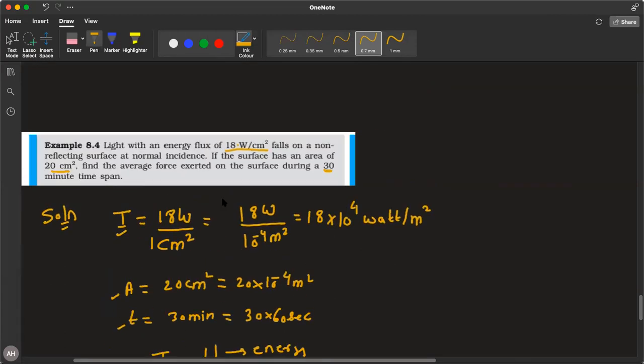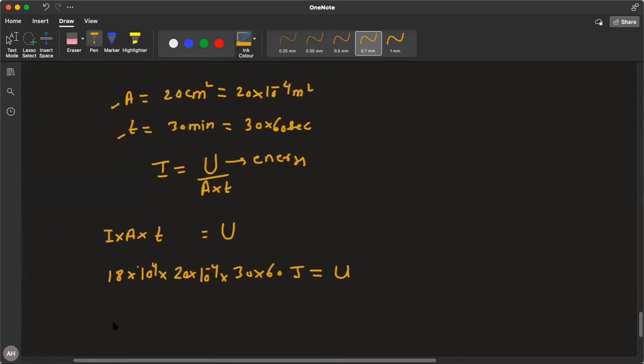And what type of surface is this? Is it a reflecting surface or a non-reflecting surface, Fatma? Non-reflecting. So can you think of an expression for force? For a non-reflecting surface, it's P by T. And how much is P?